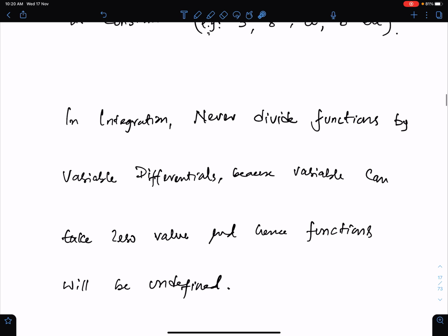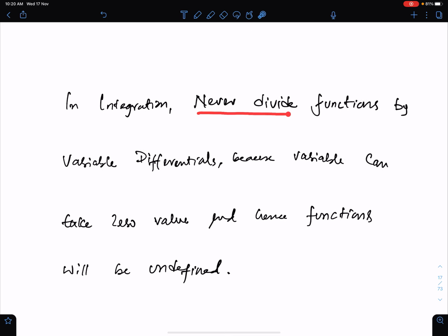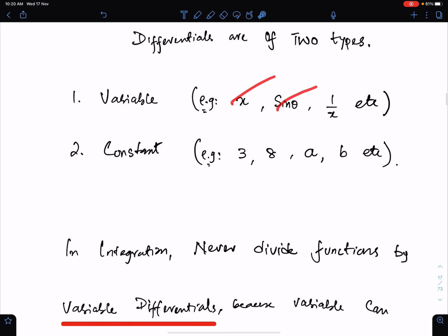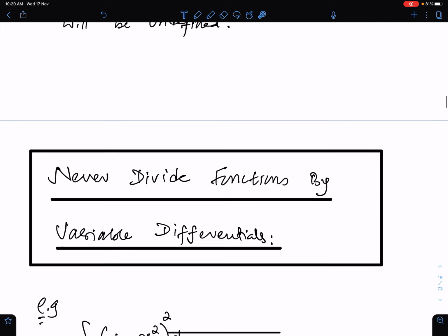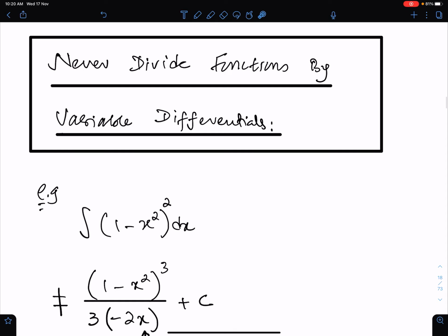Well, in integration, never divide functions by variable differentials, because a variable can take any value including 0, and that will make your function infinite. So never divide your function by these types of differentials, but you can divide your function by constant differentials. So never divide functions by variable differentials.